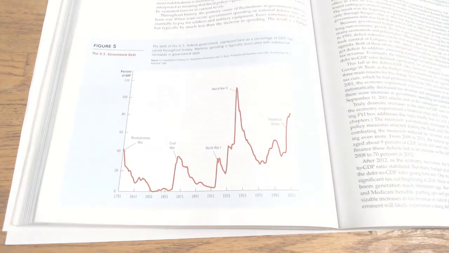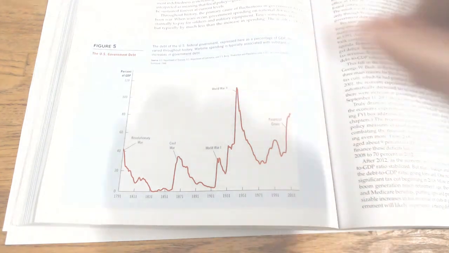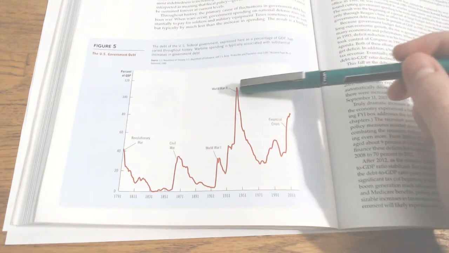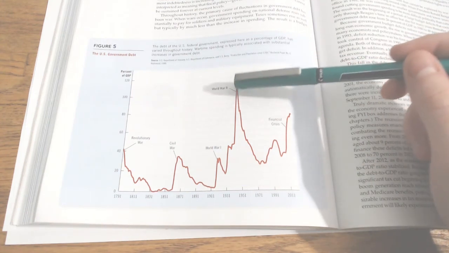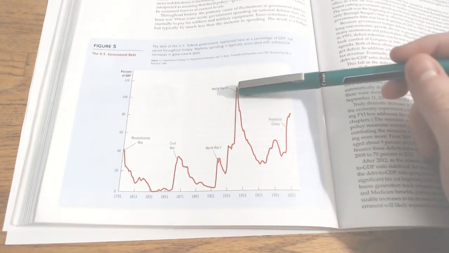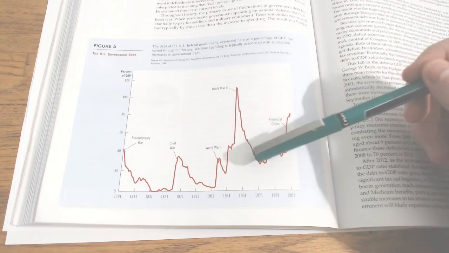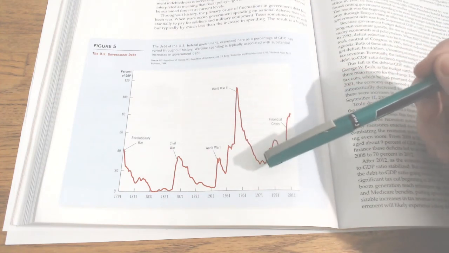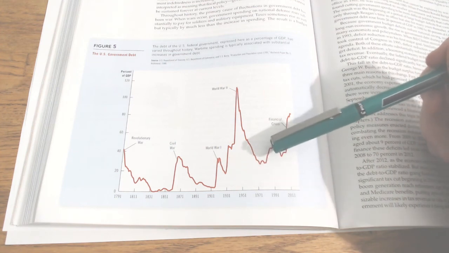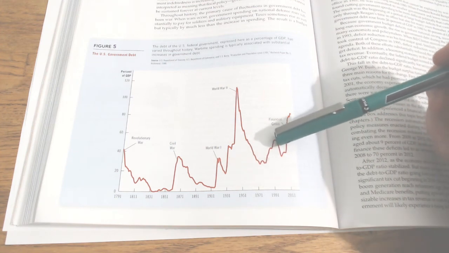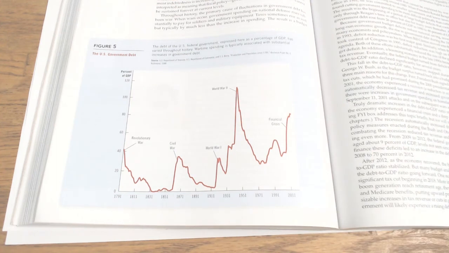But after, we enjoyed a nice period where we were paying back this huge amount of debt, and our GDP was significantly higher than our debt. But then around the 80s, it starts to go up again. What happened at this time? Well, Ronald Reagan took office. And we'll go over that a little bit more later.